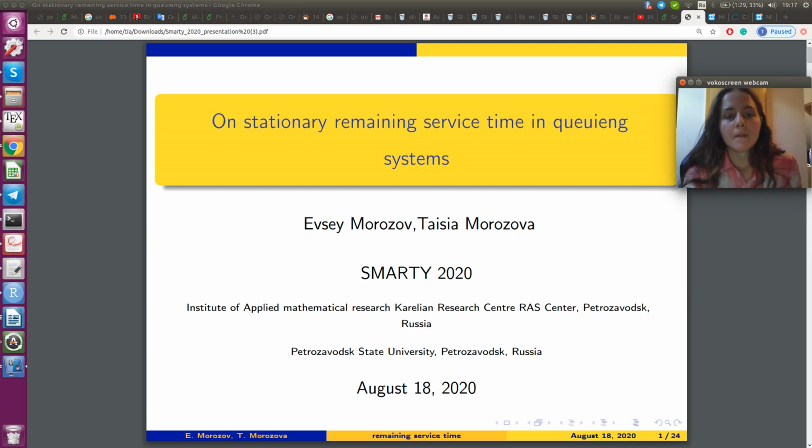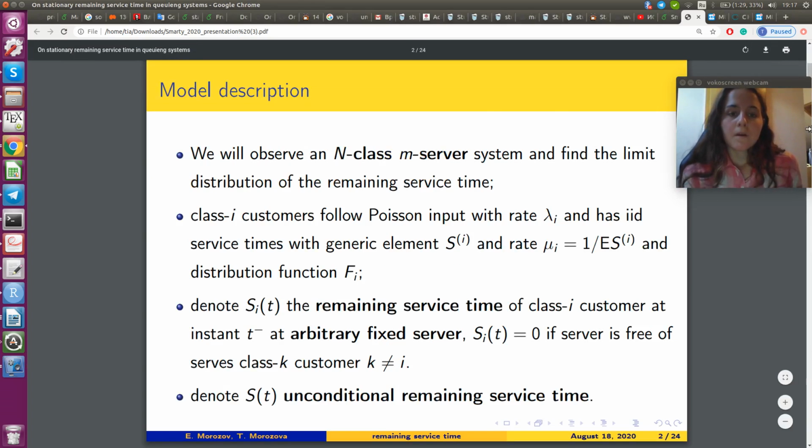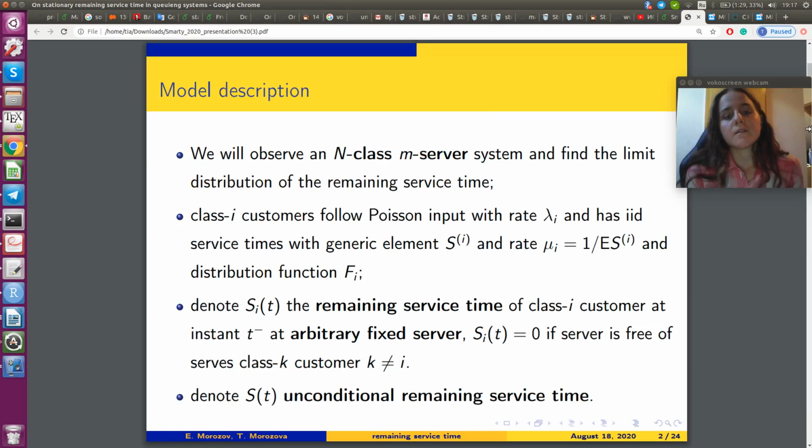For this conference I'm going to talk about the analysis of stationary remaining service time in queuing systems. We will observe an N-class multi-server system, and we will mainly focus on the remaining service time in the system. Now, about the model description.